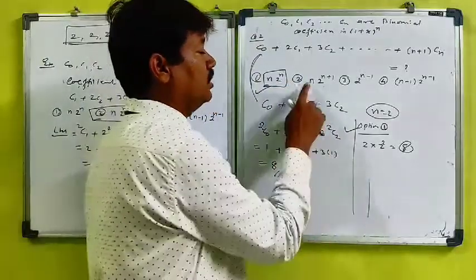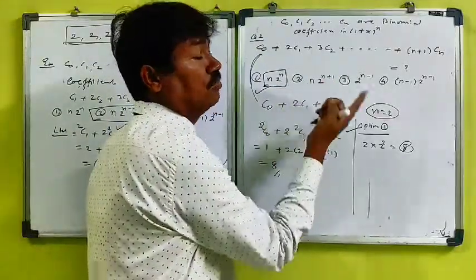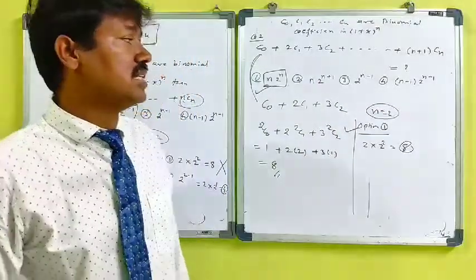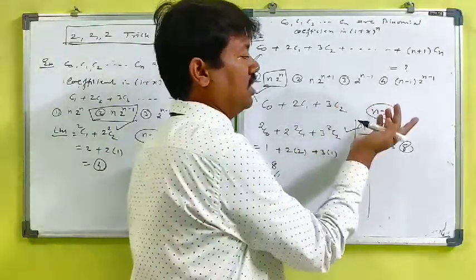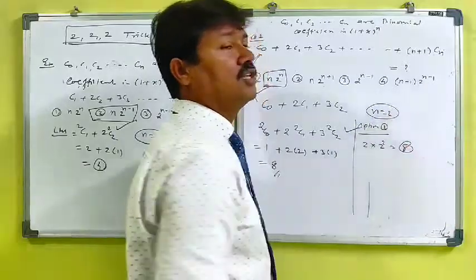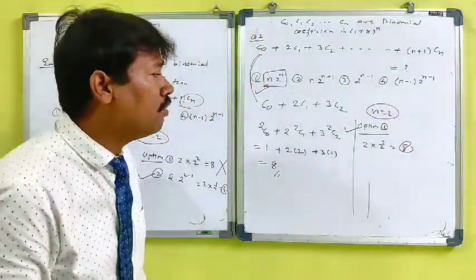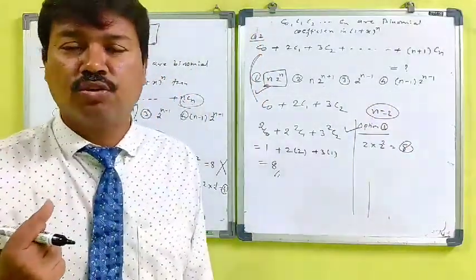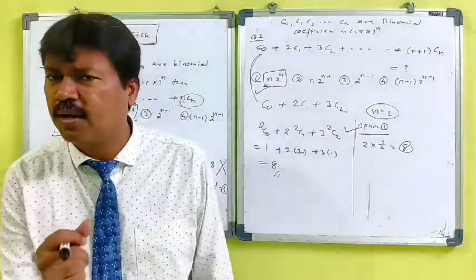Now if you have a doubt, you can check with this. 2 into 2 cube, that is 8. 2 into 8 will be 16. Here there is no question. Answer is 2. There is only one option that will give you the answer. So, very interesting. This is a very simple trick, right?